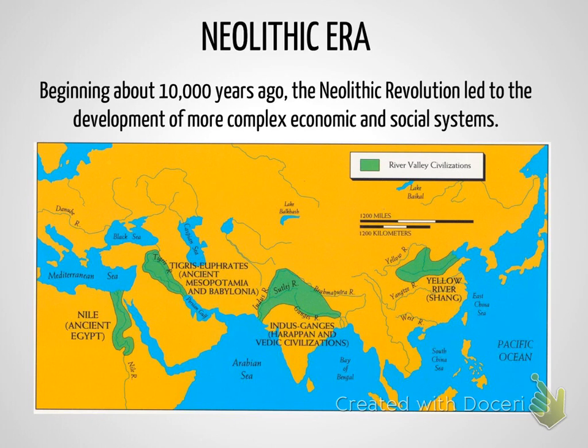Now, the Neolithic, as we're looking at this, would stand for the New Stone Age. But the bigger thing that we want to know is that this really equals the time of agriculture, okay? So, the time of agriculture. This is starting about 10,000 years ago, so we're talking around 8,000 BCE roughly, that this is going to begin. And the Neolithic Revolution led to the development of more complex economic and social systems.